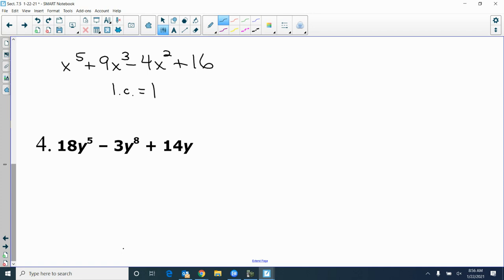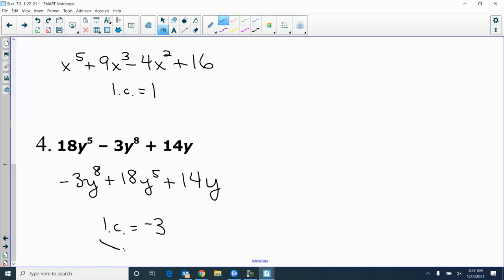Negative 3y to the 8th, plus 18y to the 5th, plus 14y. What's my leading coefficient? Negative 3. Yep, make sure you put the negative with it. I told you I knew it. You said 3.